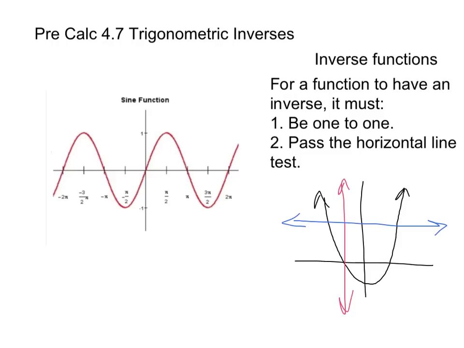So, remember that you find an inverse by switching the domain and range, which in practicality means the x and y. So this particular function would look something like this. It would be sideways. And you can see that that's not a function.